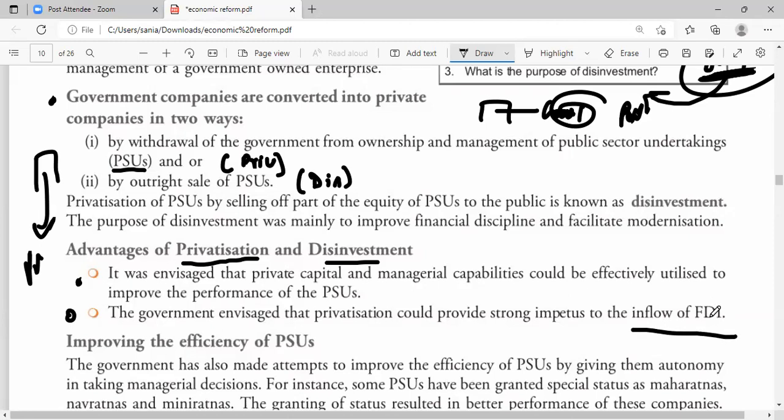FDI is foreign direct investment. They said that if you do privatization and disinvestment, that will encourage foreign direct investment, and when your foreign direct investment improves, you can easily do things over there.